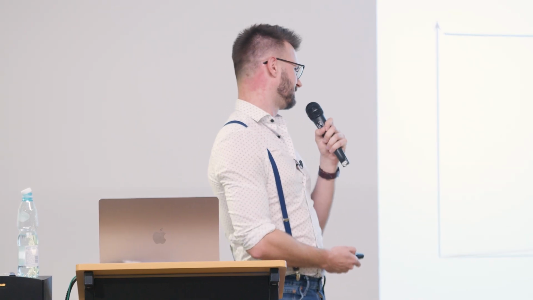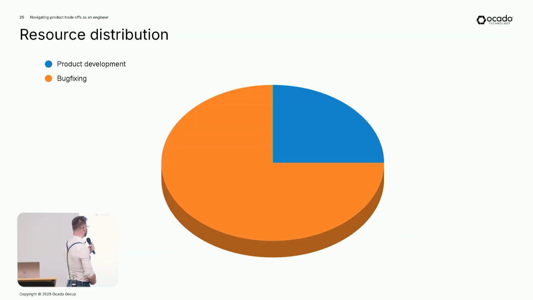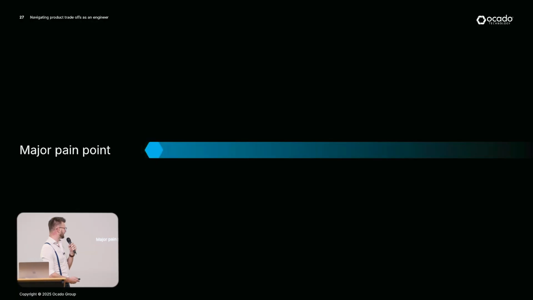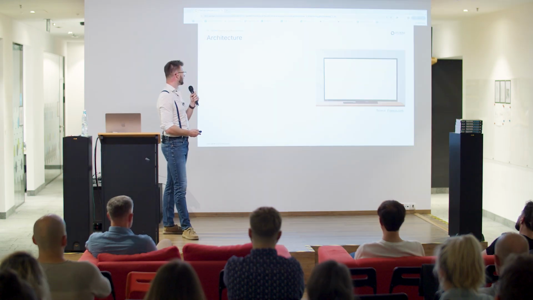And we were somewhere here. So it didn't look great. And as a result, most of the time we spent was on bug fixing, not on actual product development. So we couldn't call ourselves software engineers, more like full-time bug fixers. And one of the main pain points that we had was our architectural flaw.